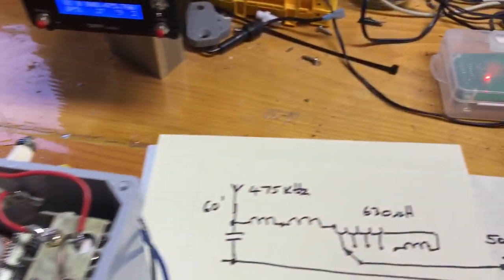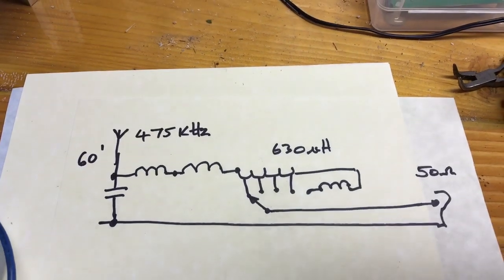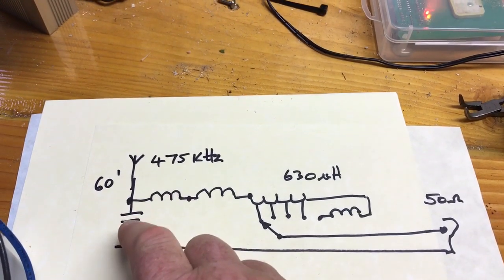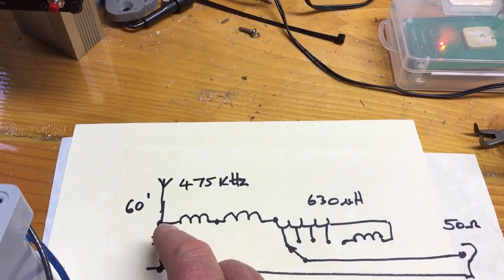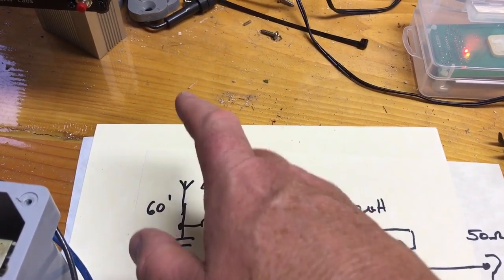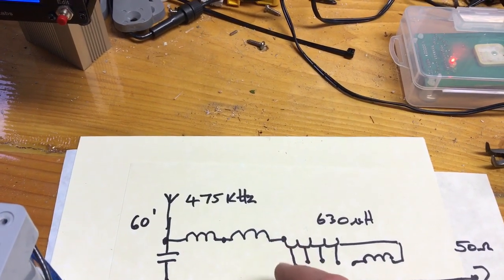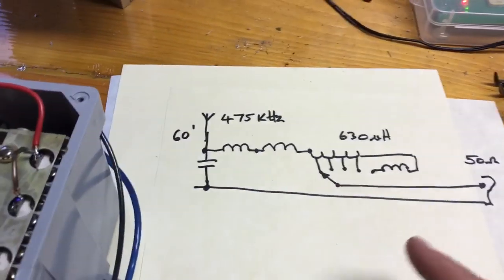So it's just a normal L match. Typically, if you see the capacitor on the antenna side, you know that this is the high impedance side, and if it was a low impedance antenna, the capacitor would be on this side.